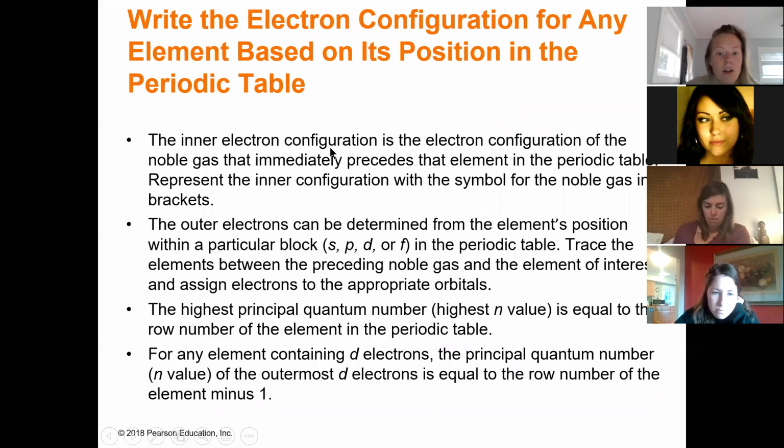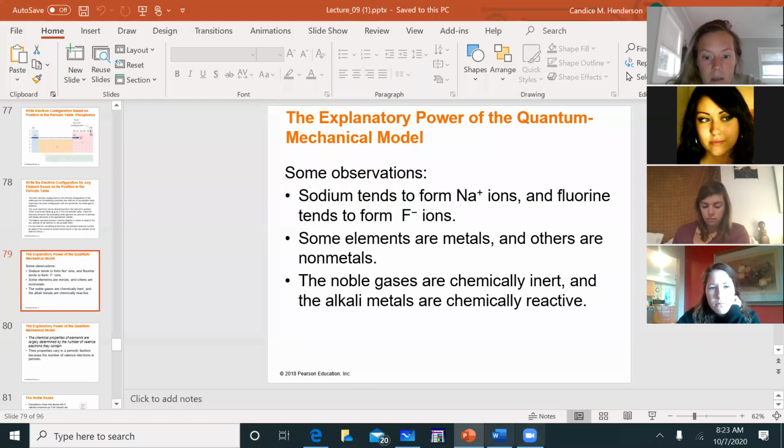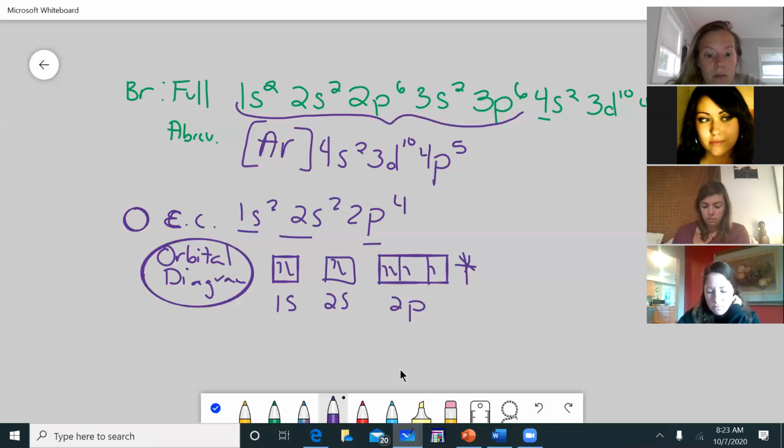We've already gone over all this, S, P, all that stuff. Great. So let's talk about the explanatory quality of the quantum mechanical model. So we said sodium likes to form an Na plus ion, right? Because it's in column 1, it likes to form an Na plus. Fluorine likes to form an F minus. Why is that the case? Well, I'm going to go back over to our board here.